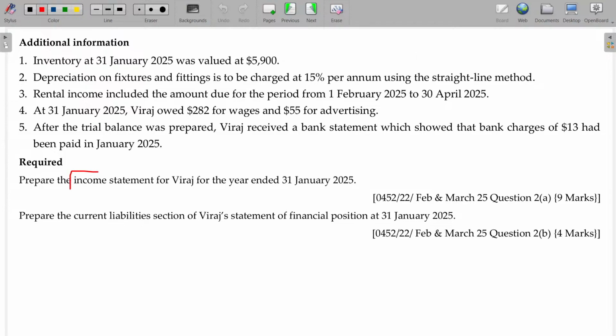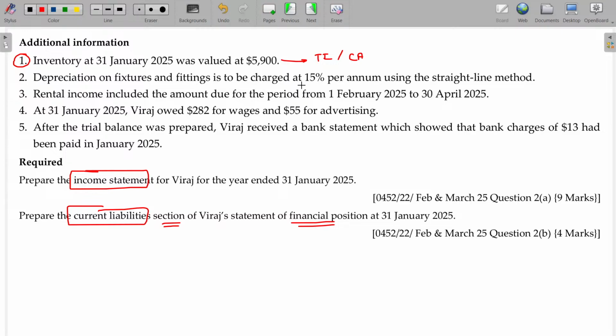You need to prepare the income statement for Viraj as well as the current liability section only in the statement of financial position. Though they have asked only the current liability section, I may prepare the complete financial position for your better understanding. Always remember, you have to finish off adjustments first of all. Closing inventory given in additional information will be posted twice. One is in the trading section as income, another one should be posted in the current assets.